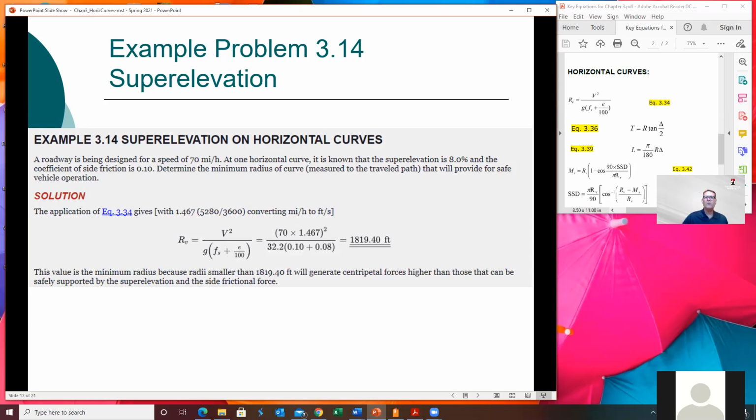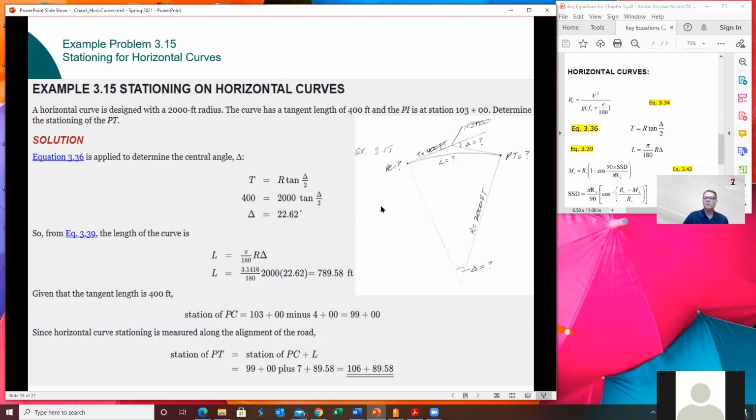Here's another problem and I will tell you, for horizontal curves, in my mind, doing sketches for vertical curves is probably a little bit more important, but I think it's important for both. So what I did here for example 315 is I did my own sketch. Again, not pretty, but I put into the sketch what I know and what I'm being asked to figure out.